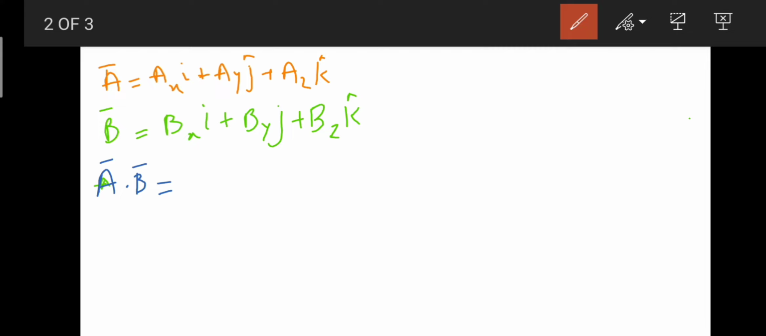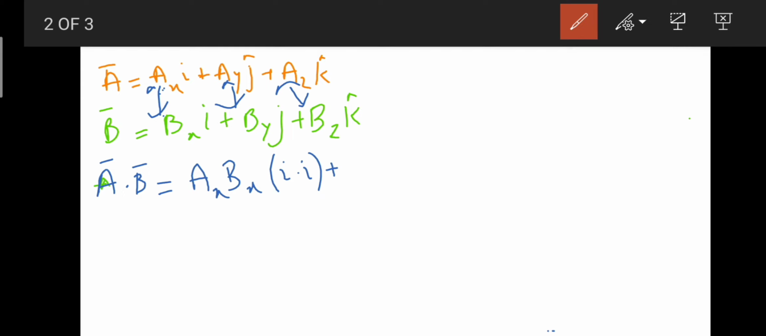But when it comes to i dot j or j dot k or k dot i or k dot j and so on, the vectors are going to give the value equal to 0. So only in the matching cases am I going to get the value of the magnitude. Otherwise, if I multiply i with j, then j with k and so on, I'm not going to get any result. So I would write AX BX into i dot i.